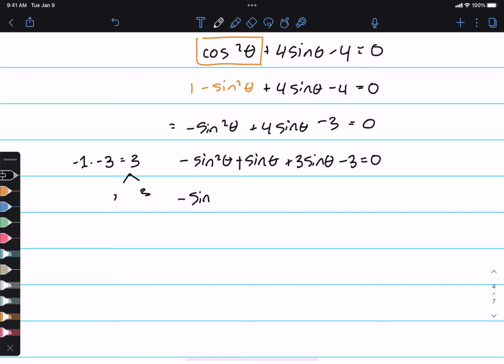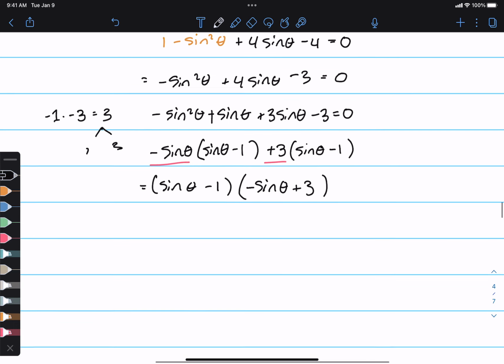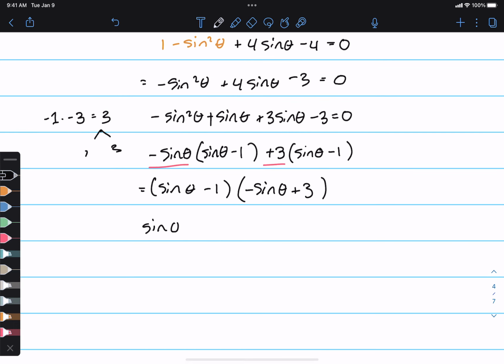From this, we can factor out a negative sine theta term to get sine of theta minus 1. And from here, we can factor out a 3 to get sine of theta minus 1. And then we can take out this like term right here to get sine of theta minus 1 times negative sine theta plus 3, right? So in this case, either sine of theta equals 1 or sine of theta equals 3.